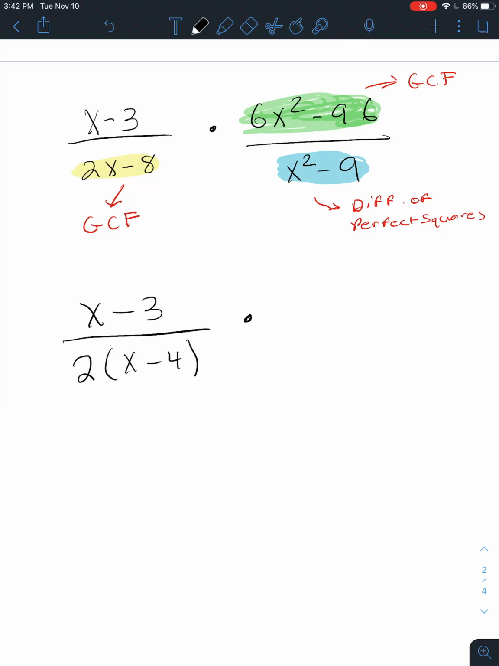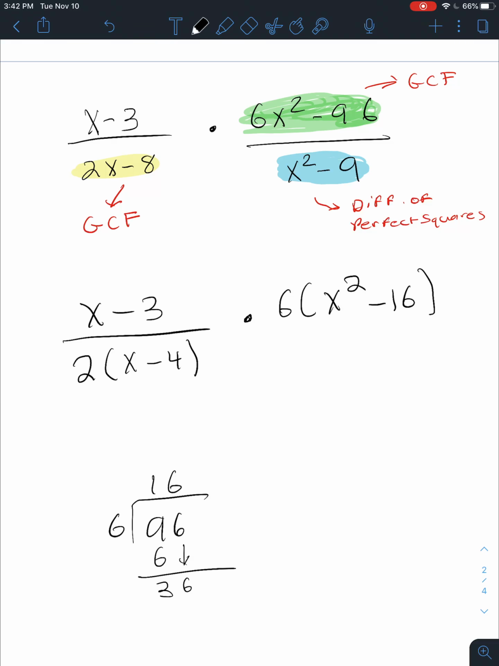Then 6x squared minus 96. What number do they both have in common? Well, they have 2 in common, they have 3 in common, but the first number I'm going to take a guess at is 6 because I want the biggest number. So is 96 divisible by 6? Well, let's try it out. If I do 96 divided by 6, I'm going to go old school on y'all. 6 goes into 9 once, so I get a 6. And I do 9 minus 6, I get a 3, and I drop the 6. 36 divided by 6 is 6. So 96 is divisible by 6. So when I take a 6 out, I'm left with x squared minus 16.